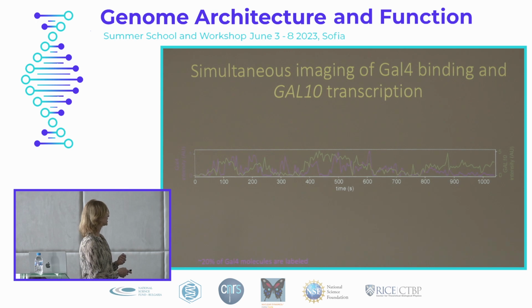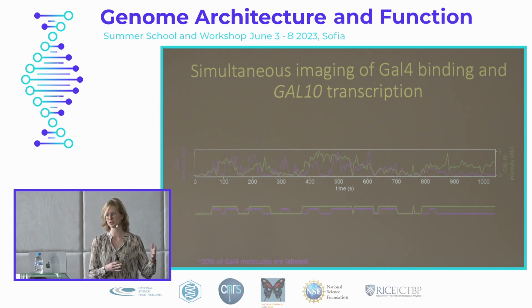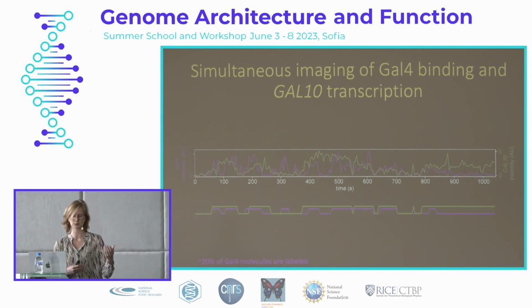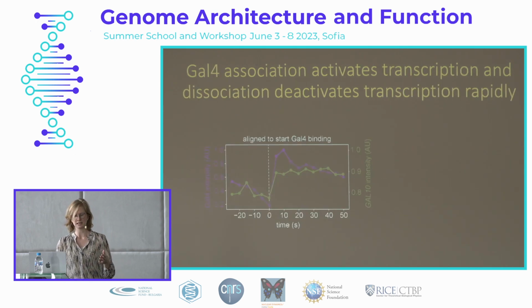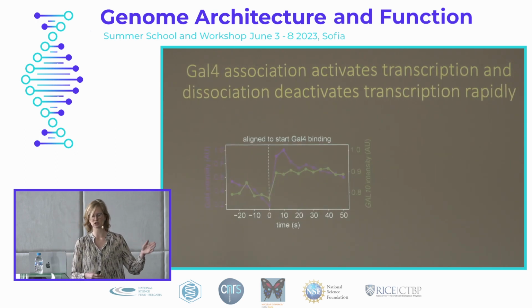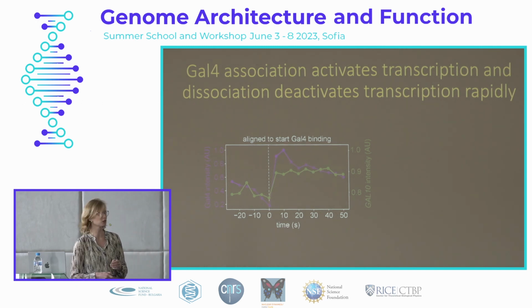And so to analyze this data, we used a hidden Markov model to divide these traces in periods where there's transcription and periods when there's transcription factor binding. As the first analysis, we took all these transcription factor binding events and we aligned them to the start of the transcription factor binding. And then we averaged the intensity of the traces of the GAL4 and of the GAL10 transcription, and this is then what it looks like.